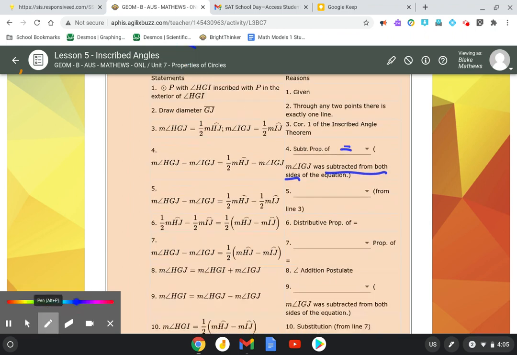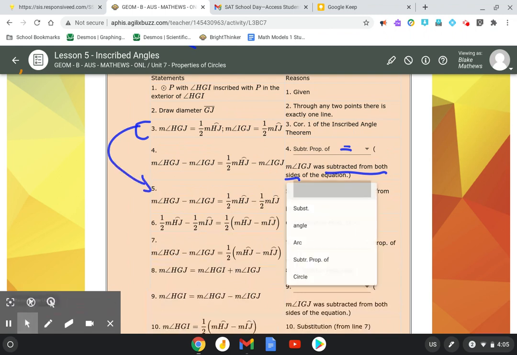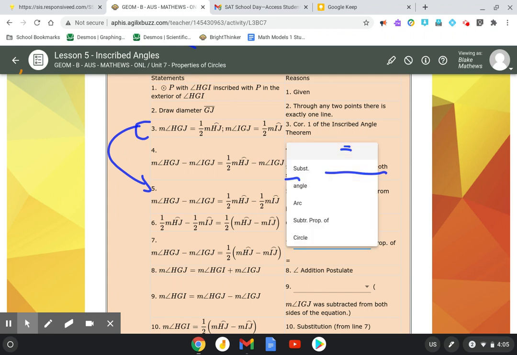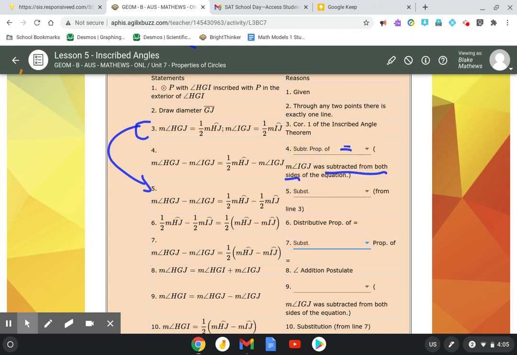Then they said they've done something from line 3. They're obviously doing substitution. They distribute, and then they're doing the substitution property again. I think maybe number 5 needs to have this one. Or no, sorry. There you go. Substitution for both of those.